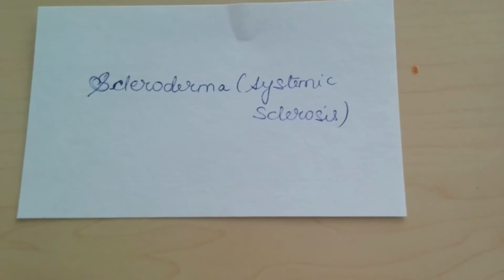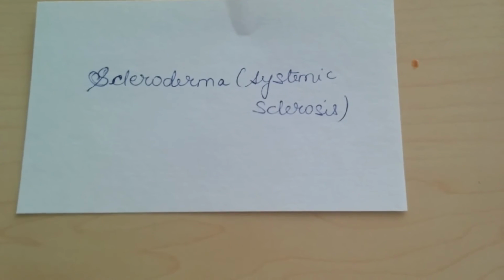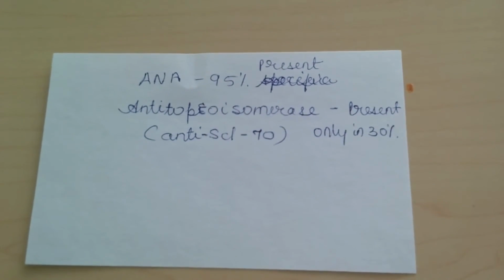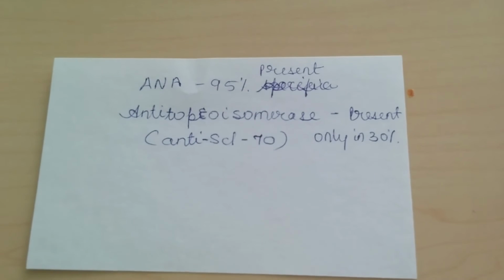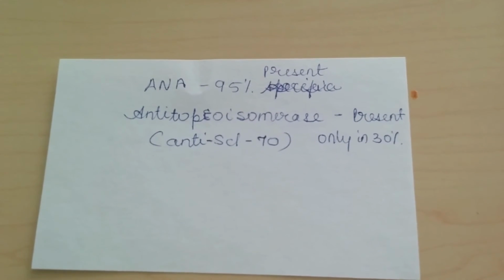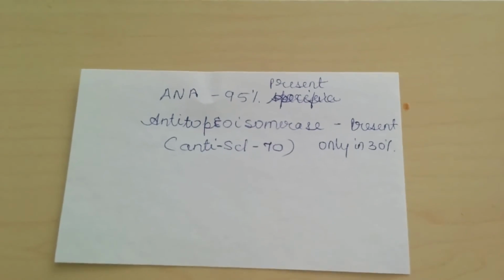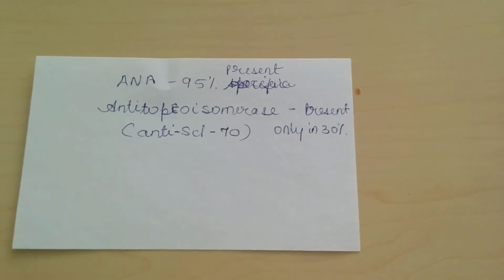What antibodies are positive in scleroderma, that is systemic sclerosis? And the answer is 95% of the patients will have ANA positive, and anti-topoisomerase, which is anti-SCL70, is present in only 30% of the patients with systemic sclerosis, scleroderma.